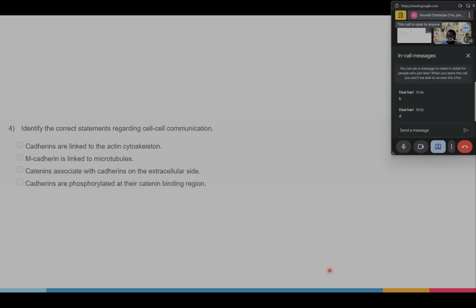Okay, moving forward. Again, a question on the cadherins. Identify the correct statements regarding cell-cell communication. The options are: cadherins are linked to the actin cytoskeleton, M cadherin is linked to microtubules, catenins associate with cadherins on the extracellular side, cadherins are phosphorylated at their catenin binding sites. This again is a more than one correct type of question, so you can choose more than one if you think they are correct. I will give you a minute to figure this one out.